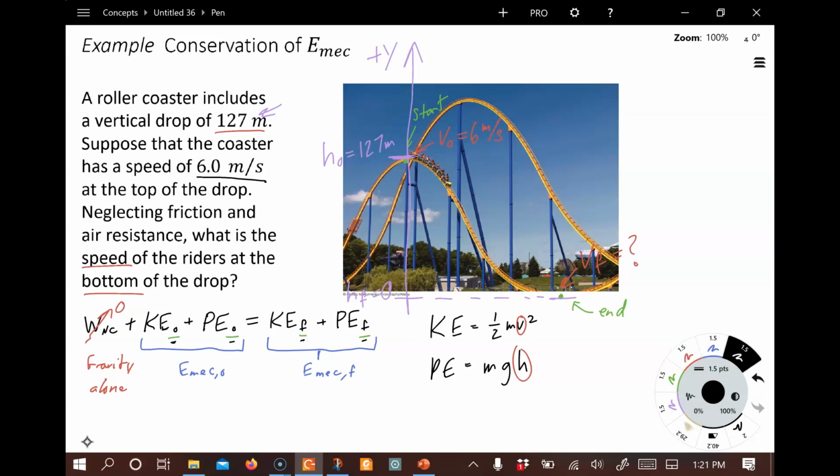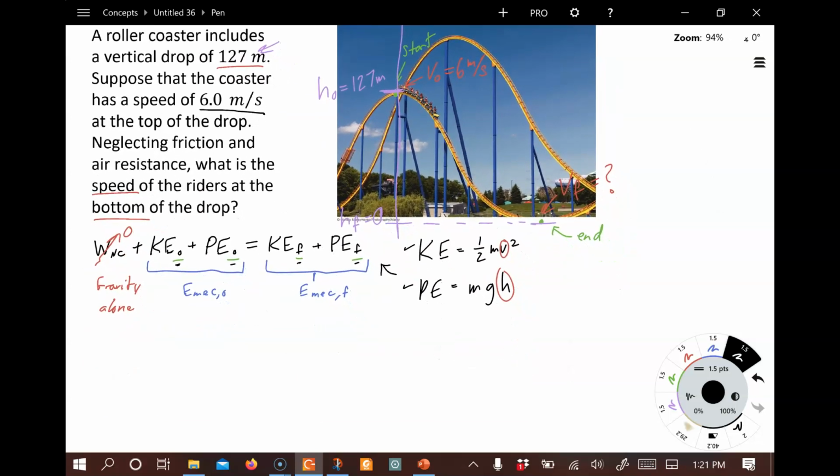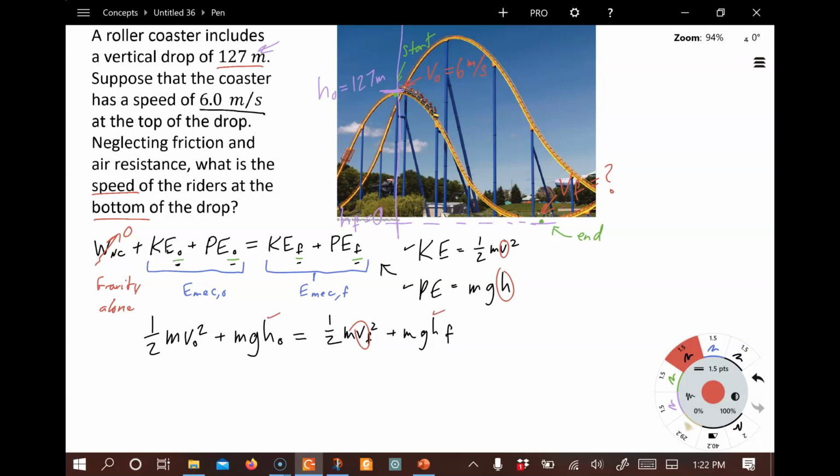Now we're going to plug each of these into the conservation of mechanical energy equation that we have here, and we end up with this. We've got 1/2 m v initial squared plus m g h initial is equal to 1/2 m v final squared plus m g h final. And we want to solve for v final. Importantly, all we really need to worry about here are the heights and the speeds, because we know everything else, of course we know what g is equal to.